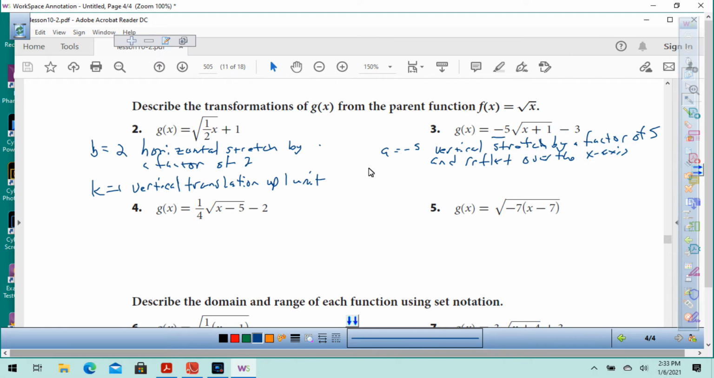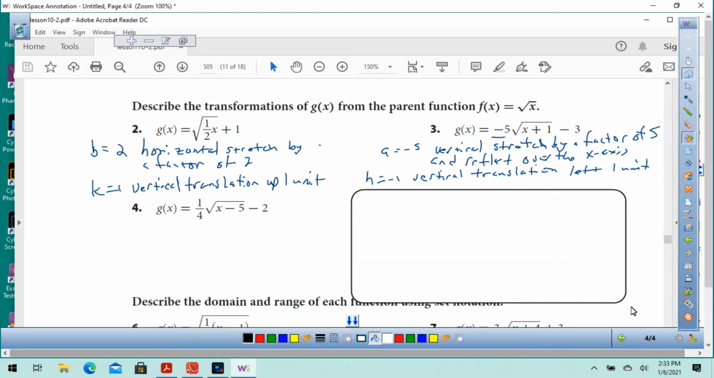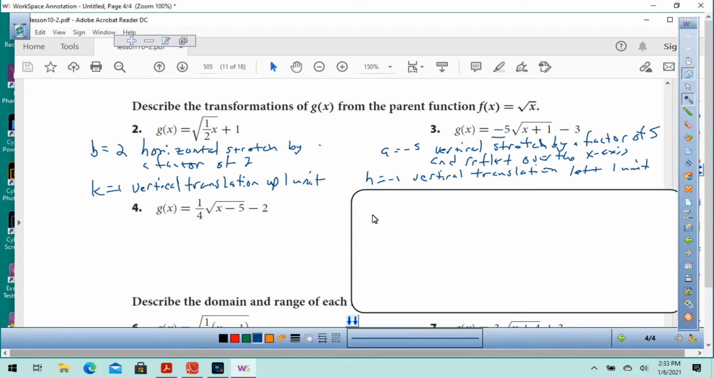We're also going to have, well, h equals -1, so that's going to be a horizontal translation left 1 unit. And I know what you're thinking. Yeah, well, Mr. Carr, that's +1. Well, remember what we had here. Inside there should be x minus h, and then we got x plus 1, right? Subtract x from both sides, and you got -h equals 1, so h equals -1. All right?